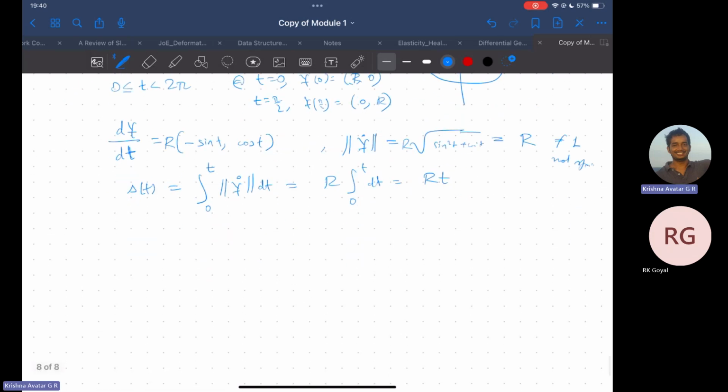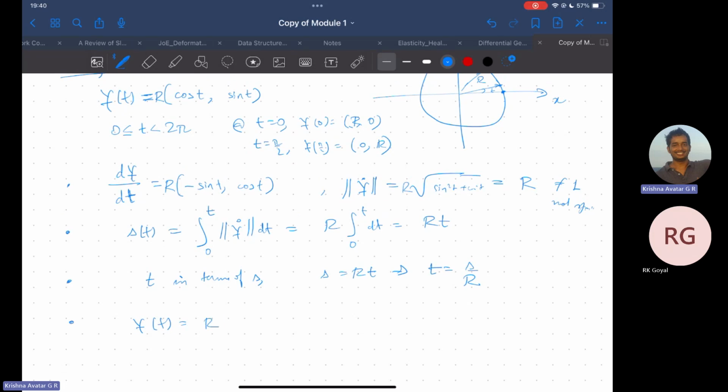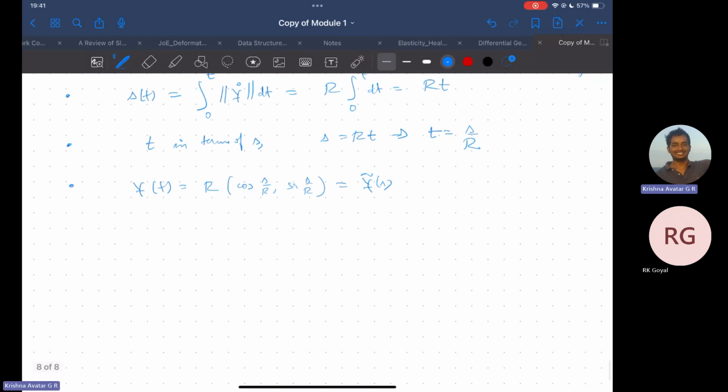Fine. So now this was the first step. This is the second step. The third step is t in terms of s. And what we are able to do is, since s is equal to rt, you can write t is equal to s by r. This was easy because it's a very simple expression. Now gamma vector t will be written as r cosine, where t becomes s by r, and sine of s by r. Now it seems that there is no explicit dependence on t anymore, so we can call it a different function, gamma tilde of s.